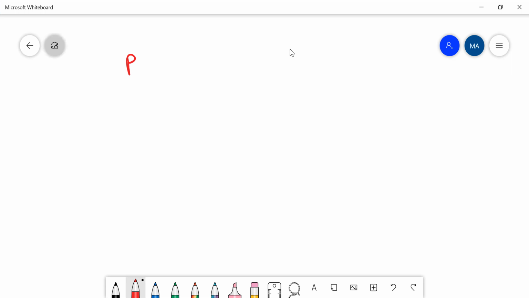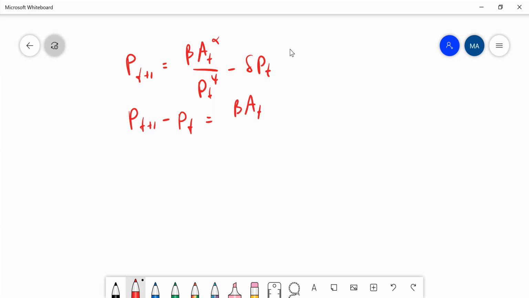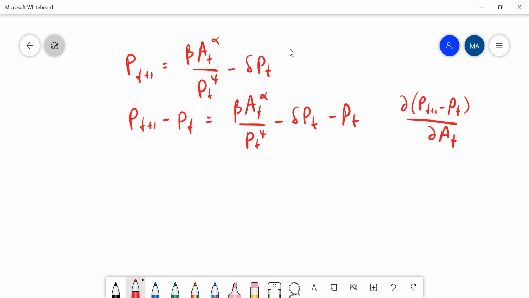So how do you do that? Well, once again, you write your system. It is beta A_t to the alpha P_t to the psi minus delta P_t, right? Then you look at P_{t+1} minus P_t. So it is basically beta A_t to the alpha P_t to the psi minus delta P_t minus P_t, right? And if you look at this derivative, it is positive, right? It is positive. So if A is increasing, first it must be negative, then zero, then positive, because it is always increasing, right? Look at this. For positive population levels, it is always increasing.